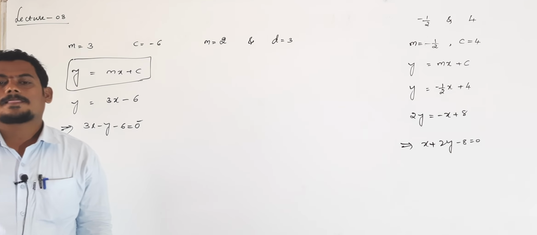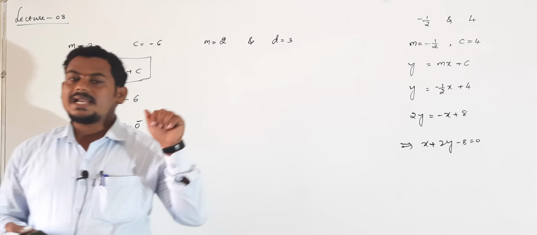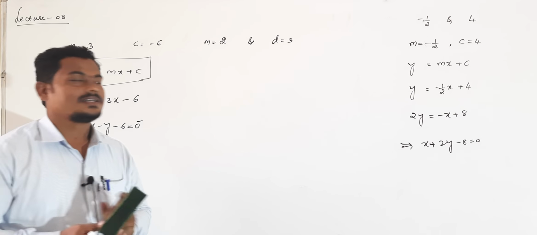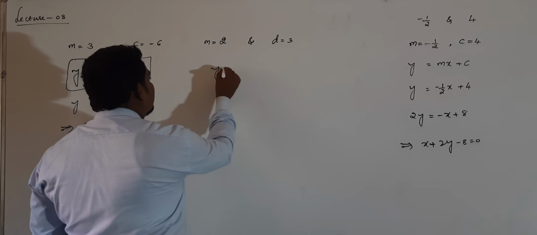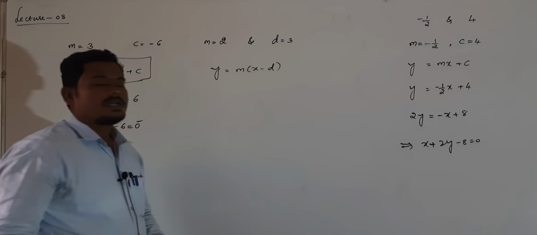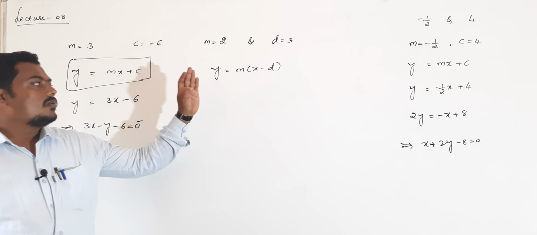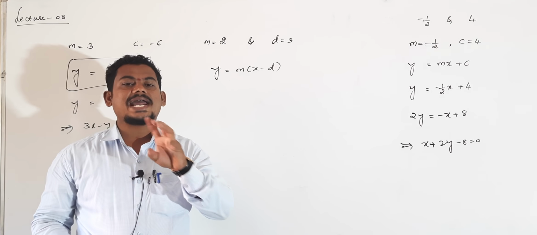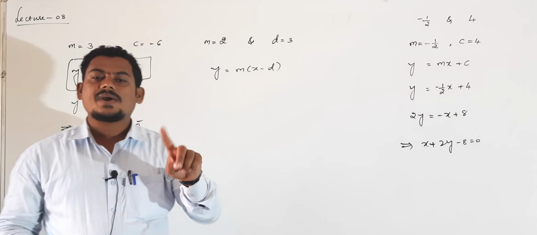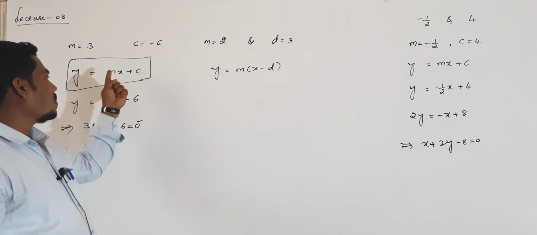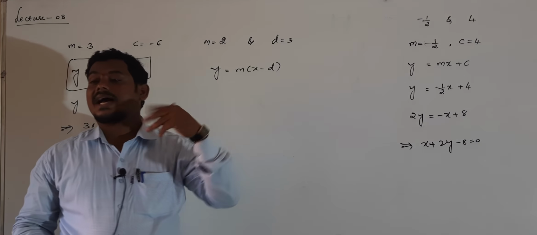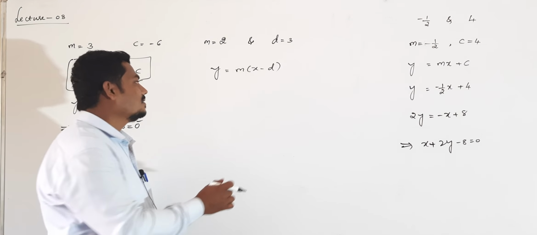Then what is the formula? Equation of the line when slope and x-intercept is given. What is the formula? Y is equal to m into x minus d. This formula is applicable when slope and x-intercept is given. This formula is applicable when slope and y-intercept is given. Slope and y-intercept formula, y equal to mx plus c. Slope and x-intercept, y is equal to m into x minus d, right?